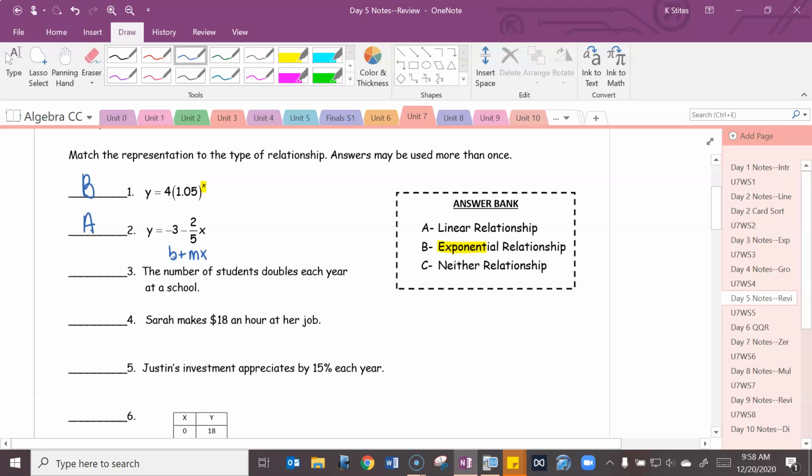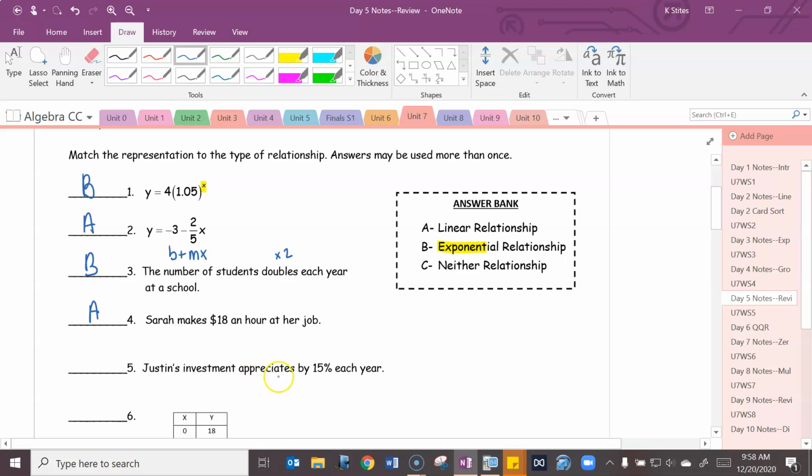Number three, the number of students doubles each year. Doubles means multiplies by 2, and multiplication is exponential. Sarah makes $18 an hour at her job. That's a constant rate. So her amount of money she's earning is increasing $18 and then another $18 and then another $18. That's addition. That means this is linear.